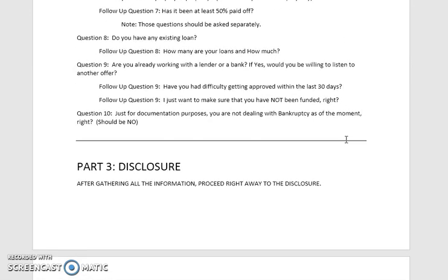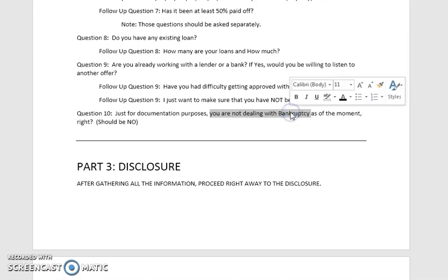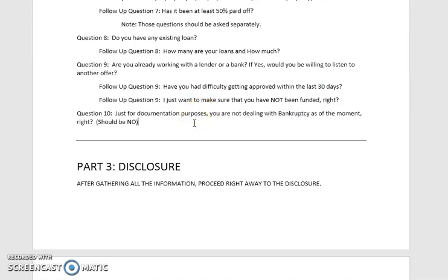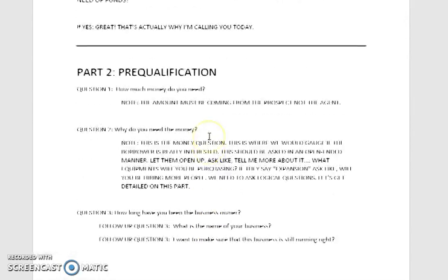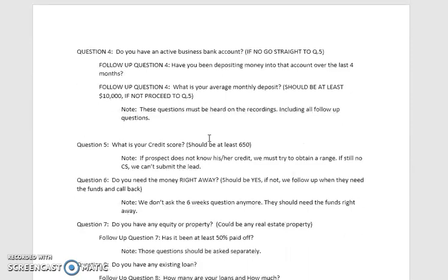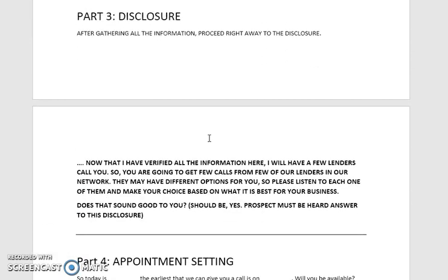Now, question number 10. This is very basic. Just for documentation purposes, you're not dealing with any bankruptcy as of the moment, right? You may want to ask the question negatively that you're not dealing with bankruptcy, so it's going to sound positive to them. You're not dealing with bankruptcy as of the moment, right? Just for documentation purposes. Because some of them may be thrown off with a question, but you guys know how to ask this already.